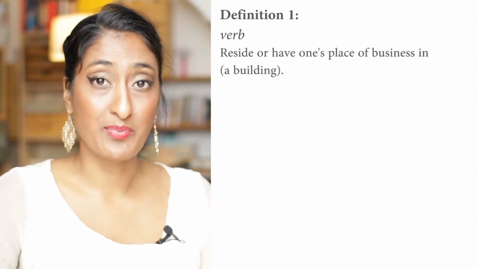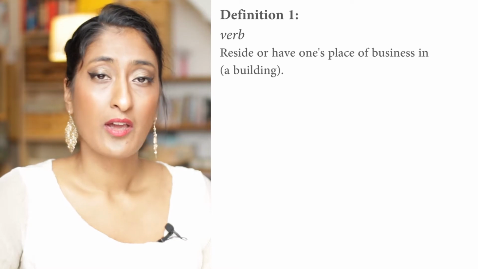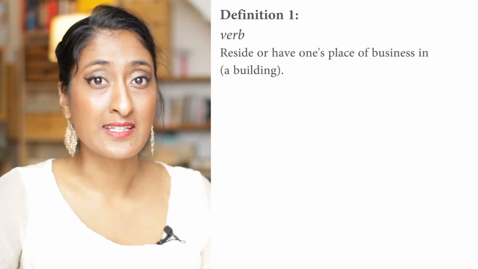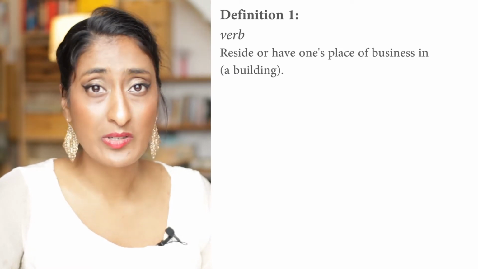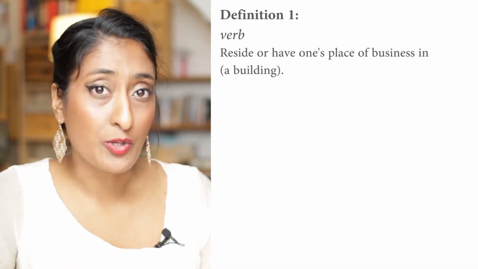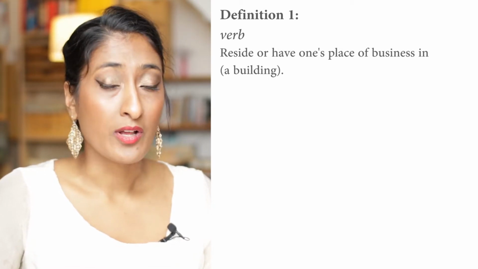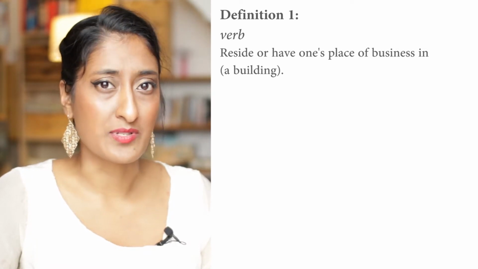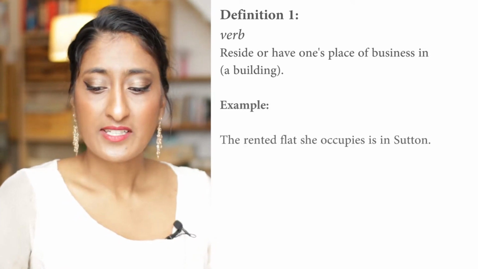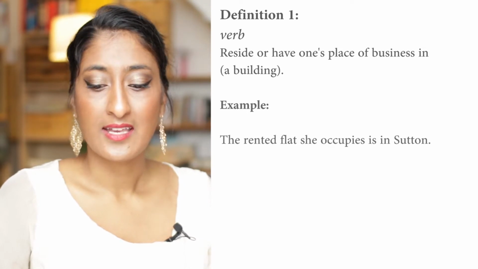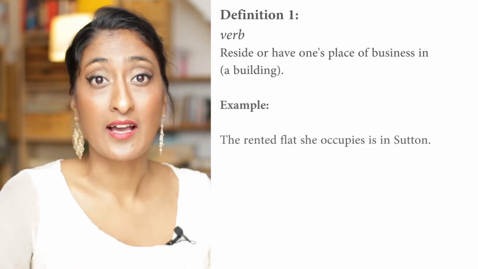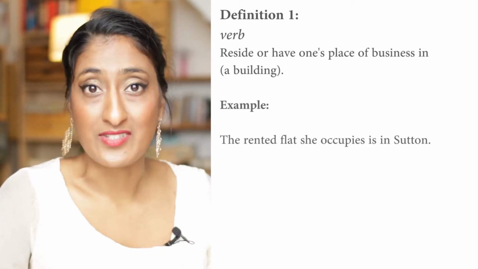Definition 1. Reside or have one's place of business in a building. So when you live somewhere or when your business is inside a particular office or building, you can say that you occupy that place or that your business occupies that place. Here's an example sentence. The rented flat she occupies is in Sutton. So here, a lady occupies a flat means she lives there.